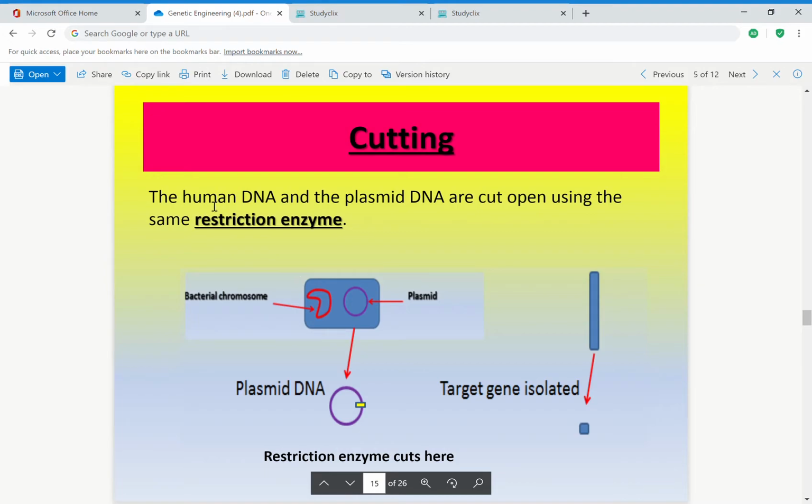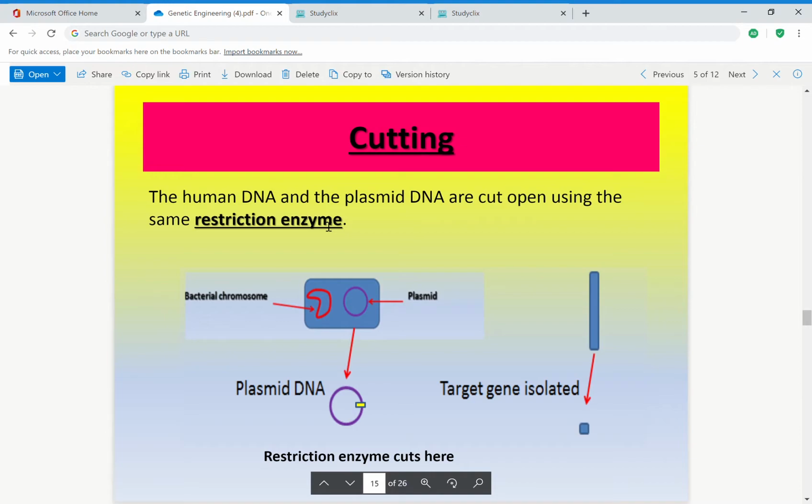Second one then is cutting. The human DNA and the plasmid DNA are cut using the same restriction enzyme. Now a restriction enzyme is basically something that cuts at a particular sequence. If you ever did the DNA chapter, if a restriction enzyme sees a pattern, maybe something like ATC, it might decide to cut the DNA at that point.